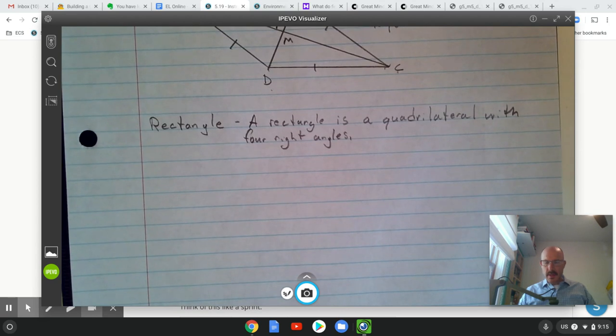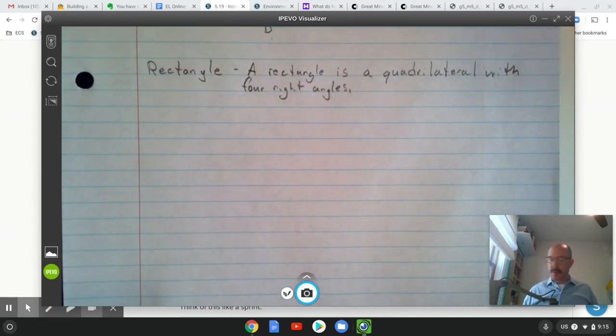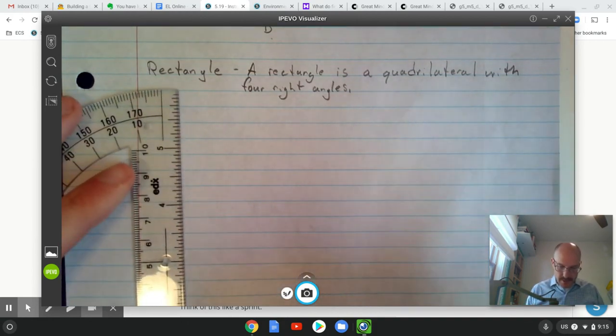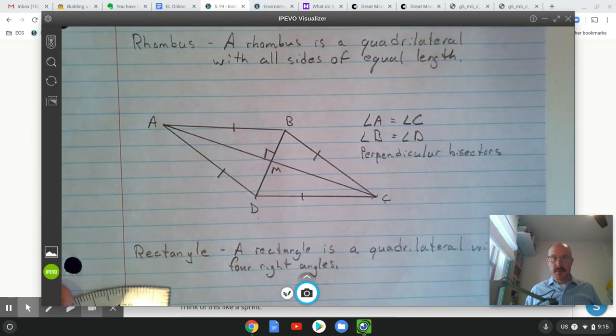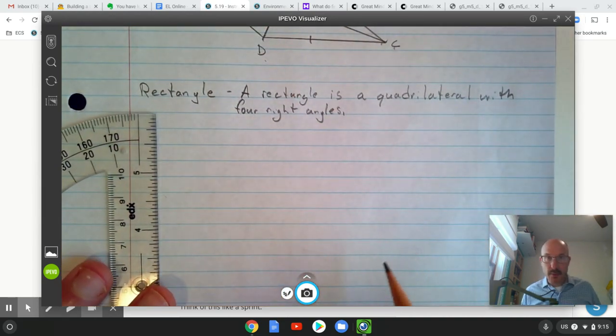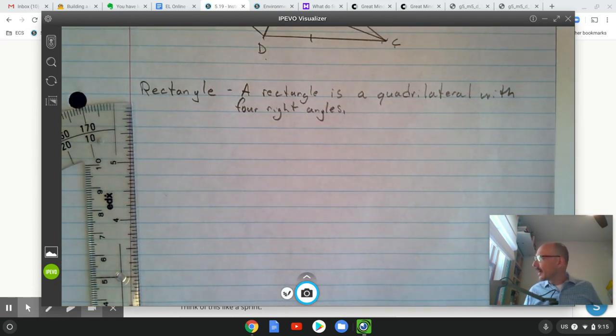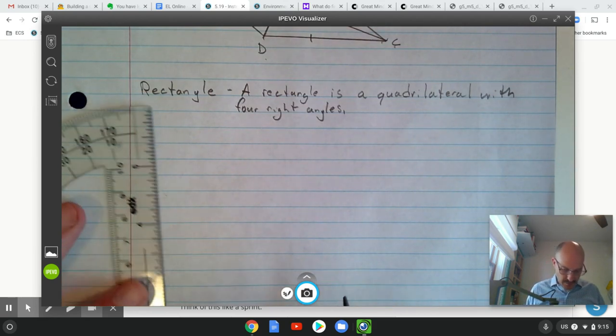Okay, I want us to look at a rectangle carefully now. Now, a rectangle is not super difficult to draw, especially compared to a rhombus, which is kind of a challenge to draw. What is a rectangle? A rectangle is a quadrilateral with 4 right angles. And you might be thinking, oh, wait a second, a square is a quadrilateral with 4 right angles. And that's true. A square is a special rectangle.